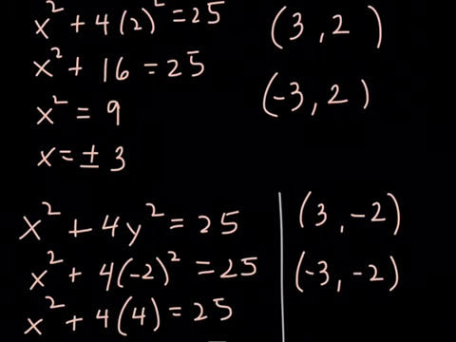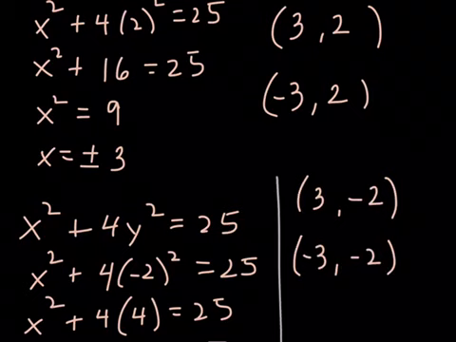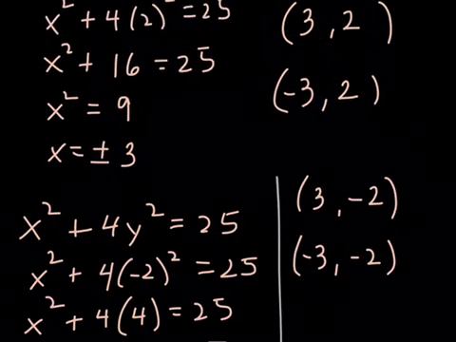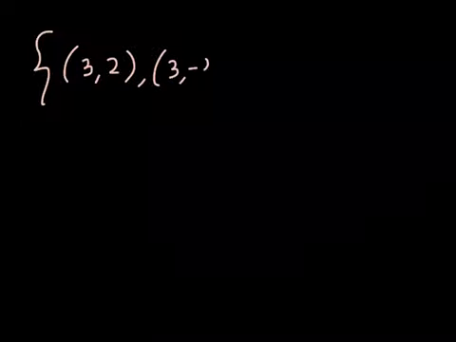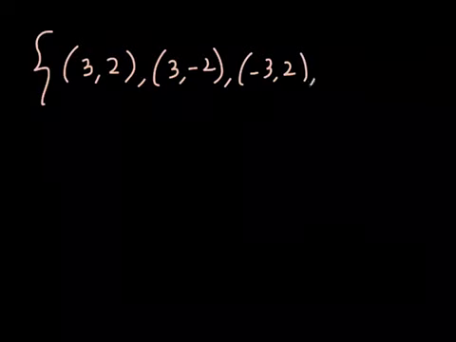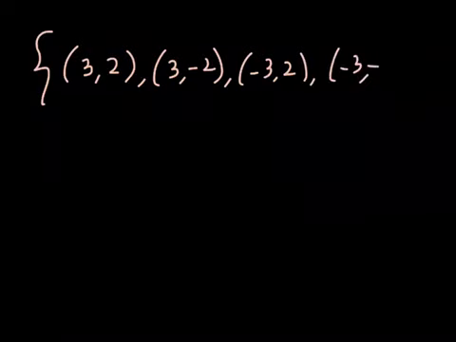Let's write all 4 solutions in set notation. So here's my set. You got 3, 2, 3, negative 2, you got negative 3, 2, and you have negative 3, negative 2. 4 points at which the hyperbola and the ellipse intersect.